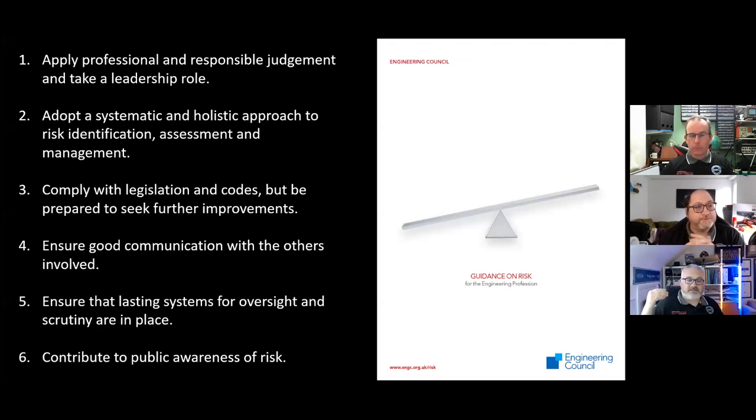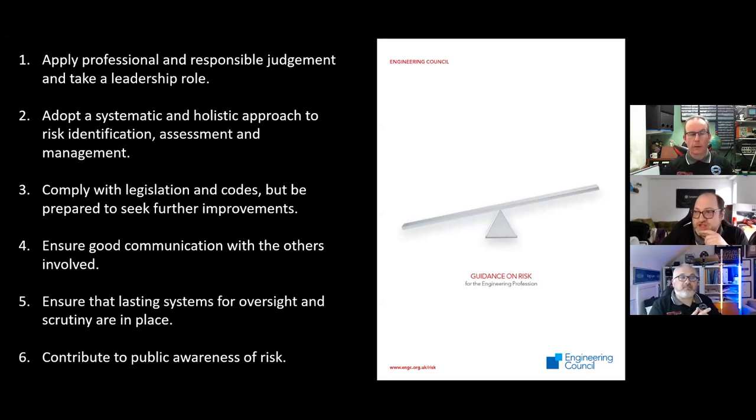So this is the interesting one. Comply with legislation and codes, code of practice 7671, but be prepared to seek further improvements. So this is why we have always said work from the regulations. Why? Because the Engineering Council of the UK, which talks directly to the Privy Council of Government, is telling us and recommending to us that we seek further improvements in complying with legislation and codes. I've never been satisfied with just working to the regs.